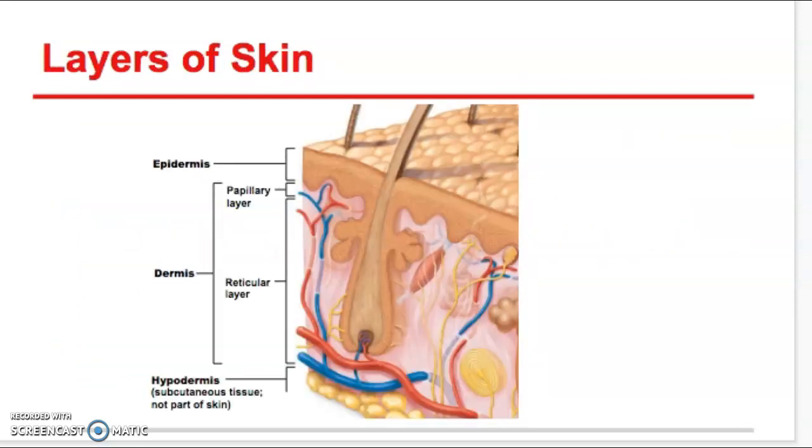The layers of the skin are the epidermis and the dermis. Below the skin proper is a layer called the hypodermis. The hypodermis is not actually part of skin. It's kind of the underlying fat layer.